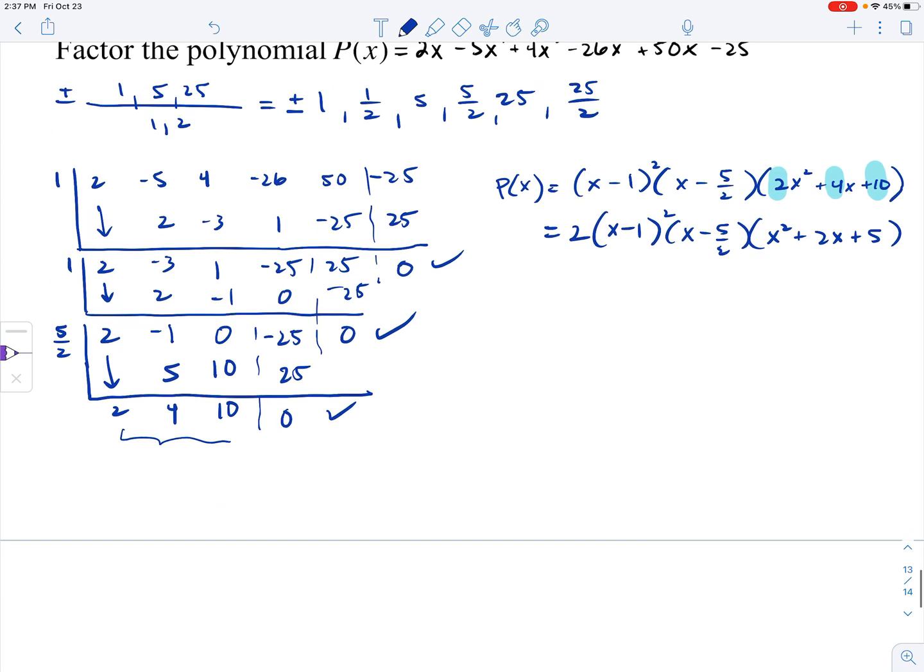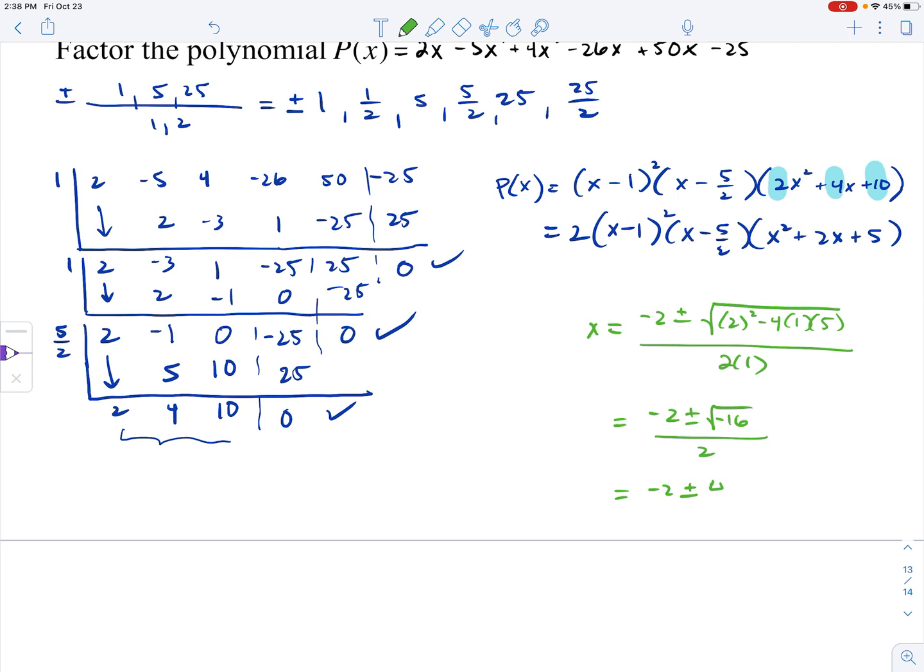I see that that's not factorable. That quadratic is not factorable. So using quadratic formula, I'll use a different color for that. So x equals negative b plus or minus the square root of b squared minus 4ac over 2a. That's negative 2 plus or minus the square root of negative 16 over 2. So that simplifies to be negative 2 plus or minus 4i over 2, which is negative 1 plus or minus 2i.